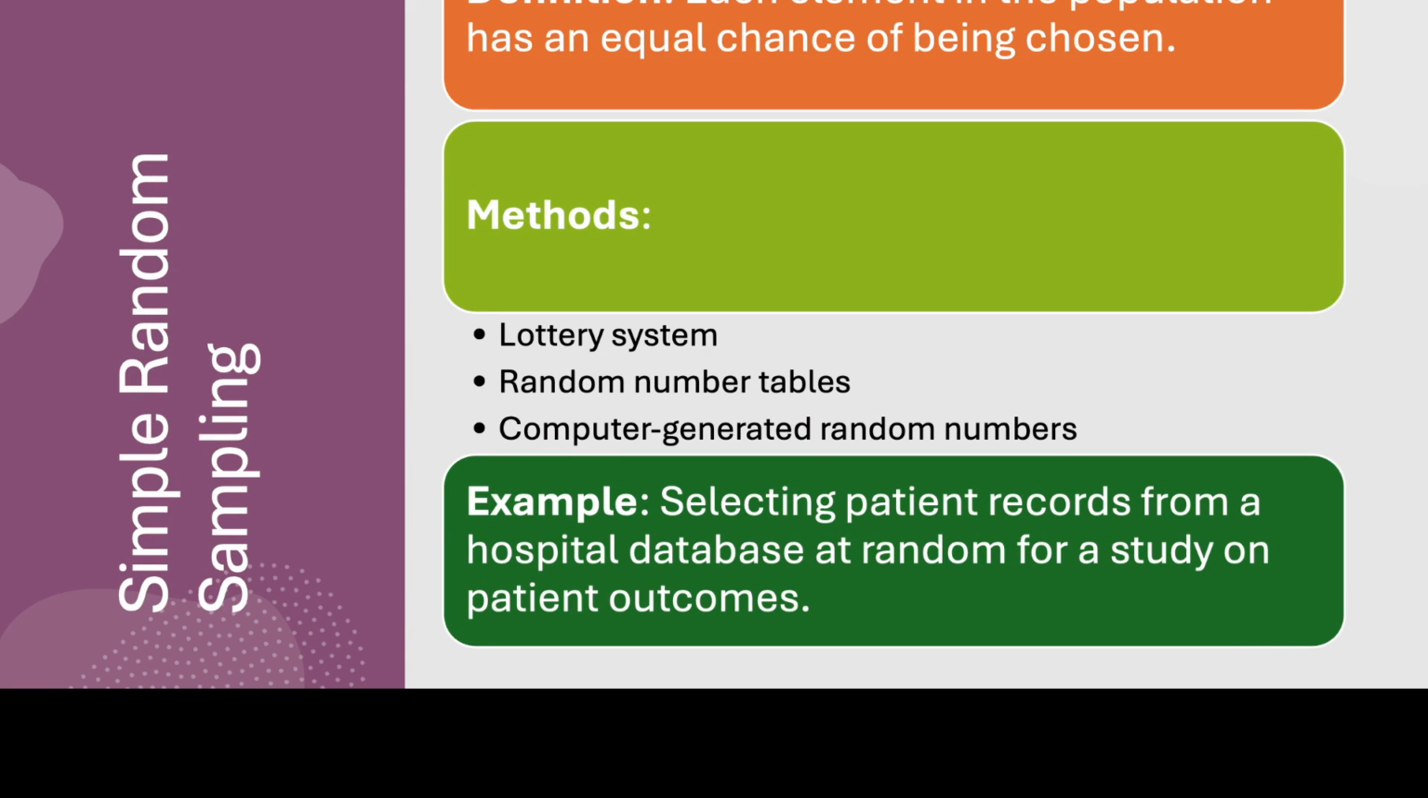Simple random sampling, each element in the population has an equal chance of being chosen. So this is more like a lottery system. It's more like a draw by lots. It can be random number tables. You're going to assign certain numbers in a particular table and try to draw from them. Or even if you're going to use an application on the internet, more like computer generated random numbers.